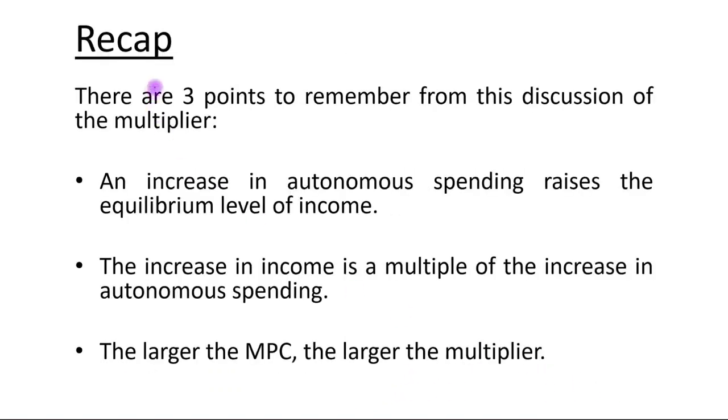Recap: there are 3 points to remember from this discussion. The multiplier: an increase in autonomous spending raises the equilibrium level of income. If autonomous spending increases, the equilibrium level of income will increase. Second one is the increase in income is a multiplier of the increase in autonomous spending, which means change in equilibrium level of output is a multiple of change in autonomous spending.